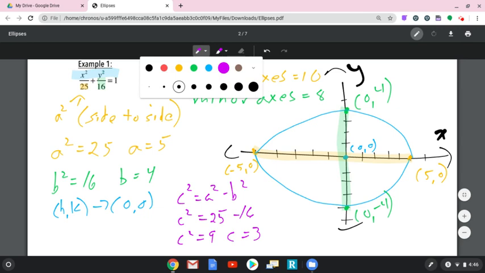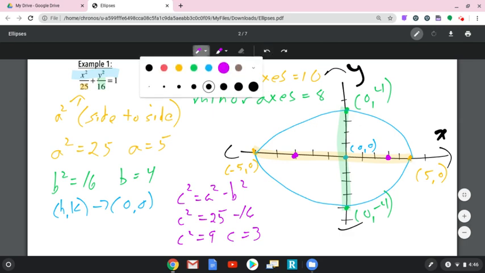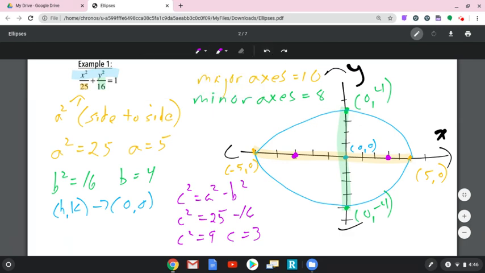So from the center, I'm going to go 3 to the right, 1, 2, 3, and 3 to the left, 1, 2, 3. It's 3 units from the center. So if I look at that, that means I know I have 2 foci, foci 1 and 2.